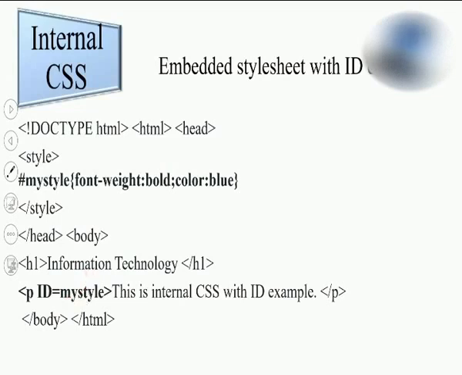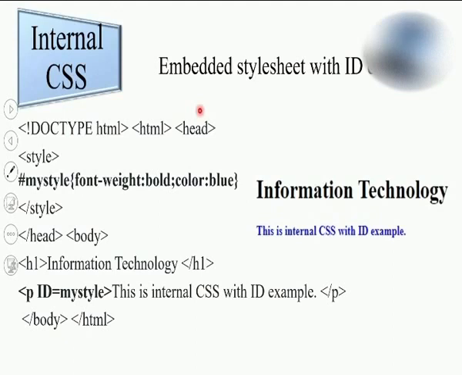So obviously this is internal CSS with ID example. The text which I wrote inside the paragraph tag will have the bold format as well as the blue color as specified inside the style tag, again here inside the header tag. So let us see the output. Yes, this is the output which you will get by this program. For the paragraph you will have the blue color and the bold format. So this is the internal CSS which will be applied for the single page.